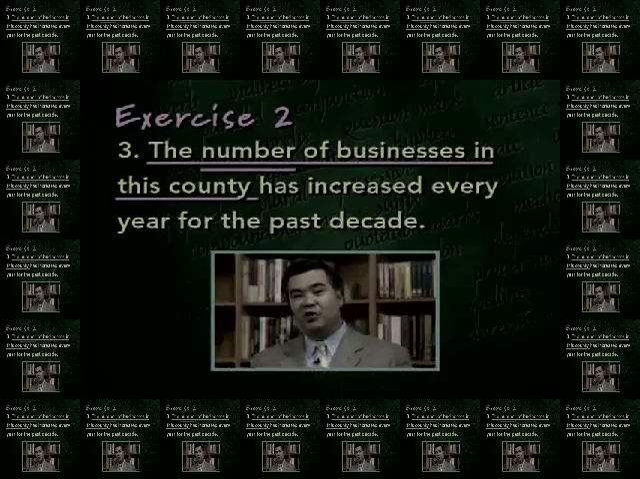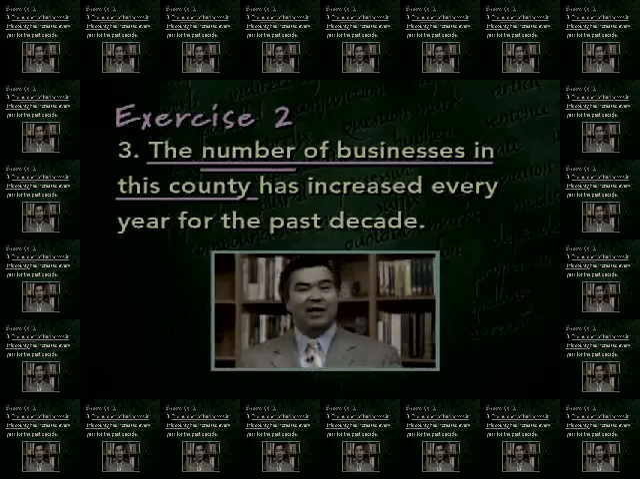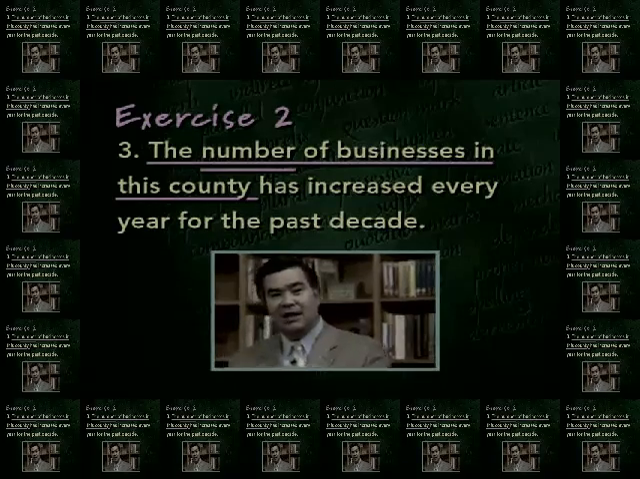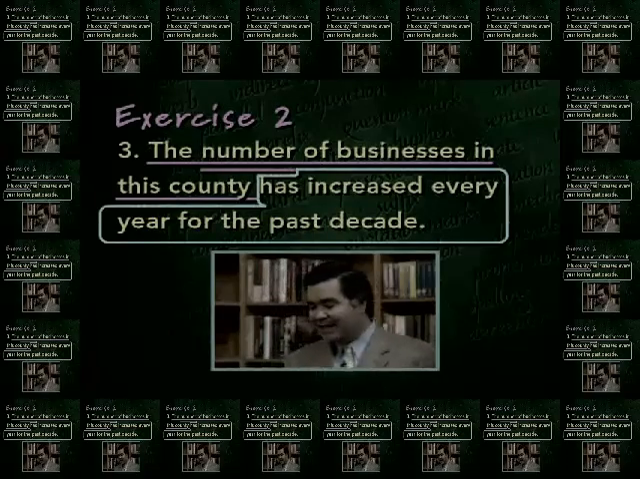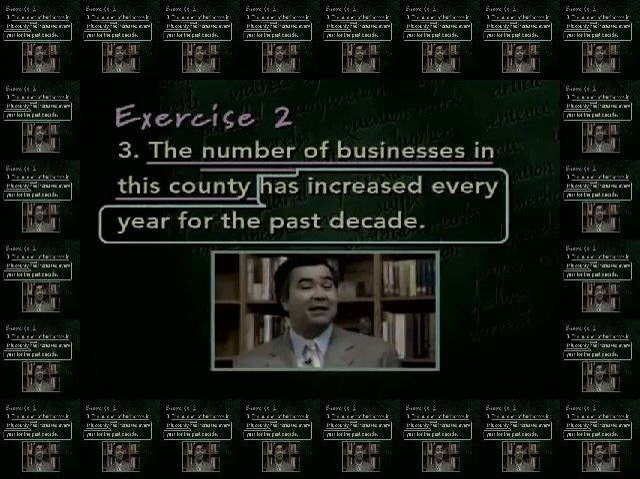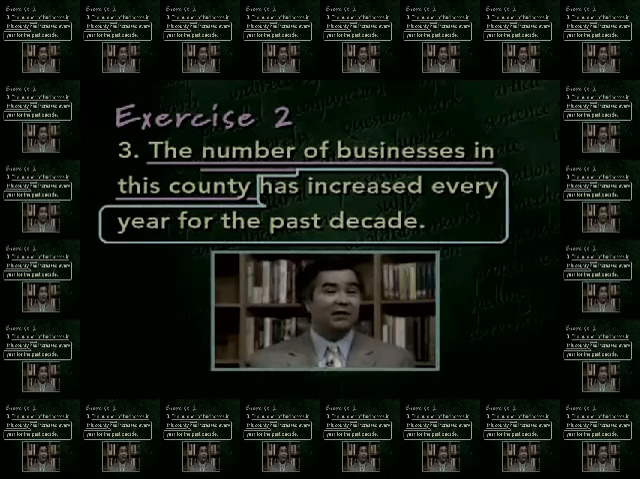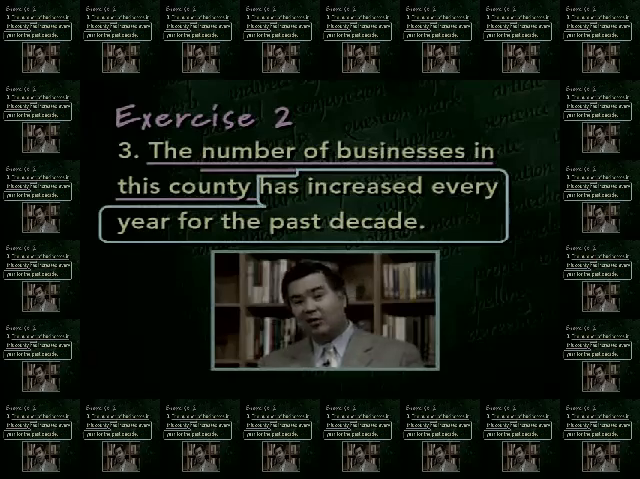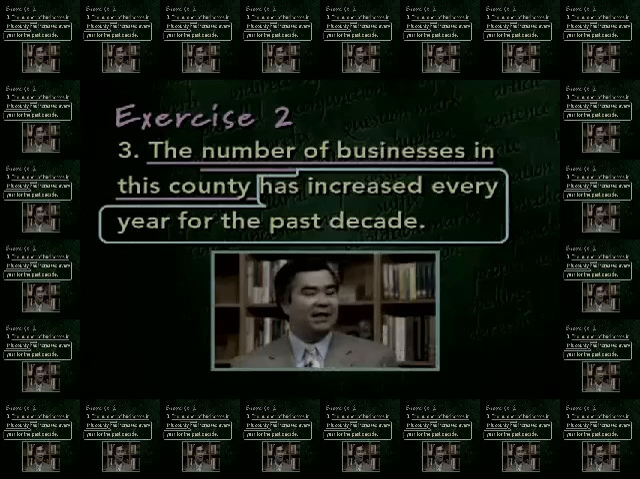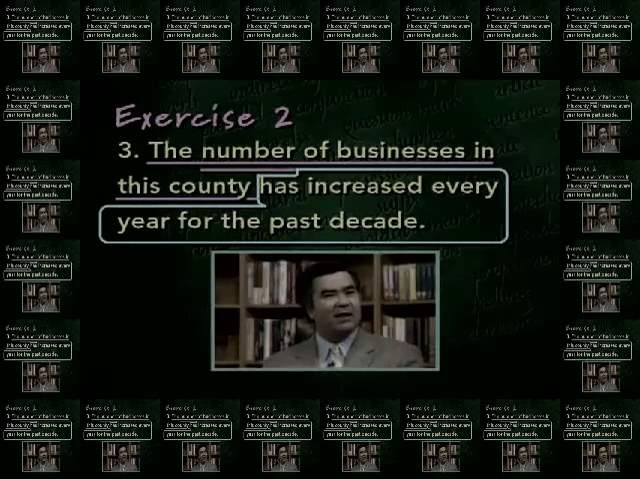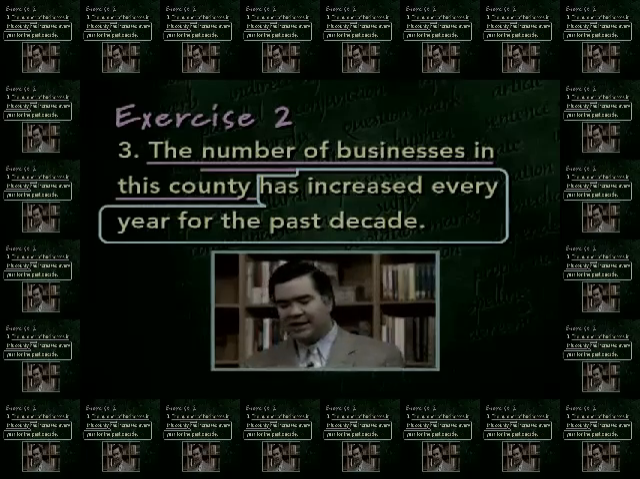One way to tell for sure is that that word, that simple subject, is the word that is most directly connected to the predicate. Let's look at the predicate. The predicate is the rest of the sentence, which says, has increased every year for the past decade. Now remember, the predicate tells us what the subject of the sentence does. Now, looking at this sentence, what has increased every year for the past decade? In other words, what does the predicate refer to? What is it that has increased every year for the past decade?